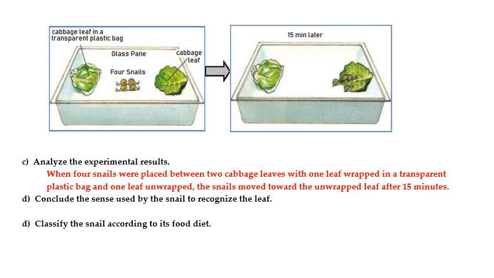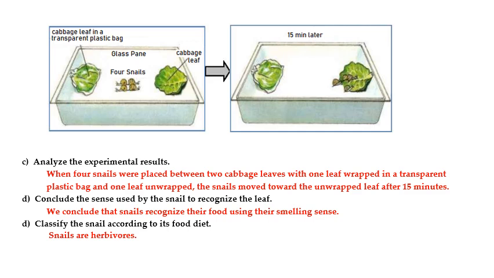Conclude the sense used by the snail to recognize the leaf. So as you see here, the sense used is the smelling sense. Since the leaf is in the transparent bag, the snails can see both leaves and yet they are attracted to the unwrapped one. So the sense used here is the sense of smelling. We conclude that snails recognize their food using their smelling sense. Classify the snails according to their food diet. Snails are herbivorous animals. Snails are herbivores.